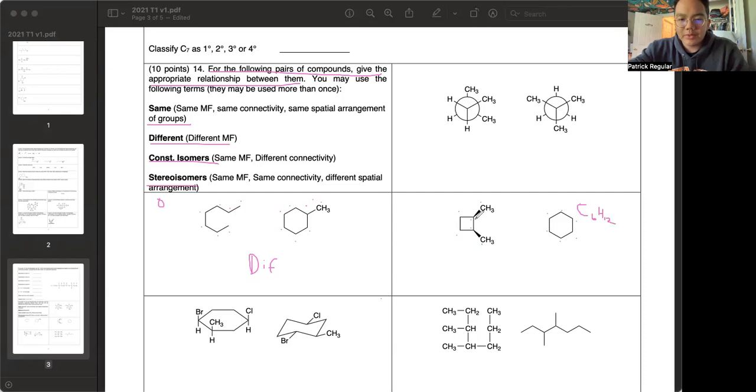Here we go. This one we have C6 again. We confirmed that has 6 carbons, and 1, 2, 3, 4, 5, 6, 7, 8, 9, 10, 11, 12 H12. So they have the same molecular formula, but different connection, because we have a cyclobutane with 2 methyl groups, and then we have a cyclohexane. So they are constitutional isomers.